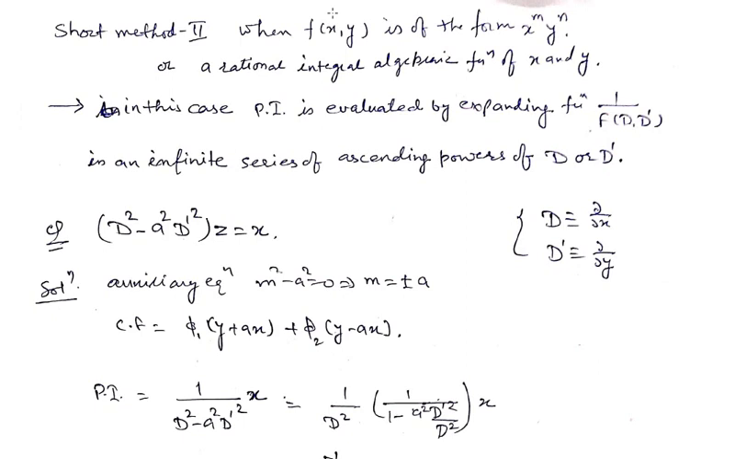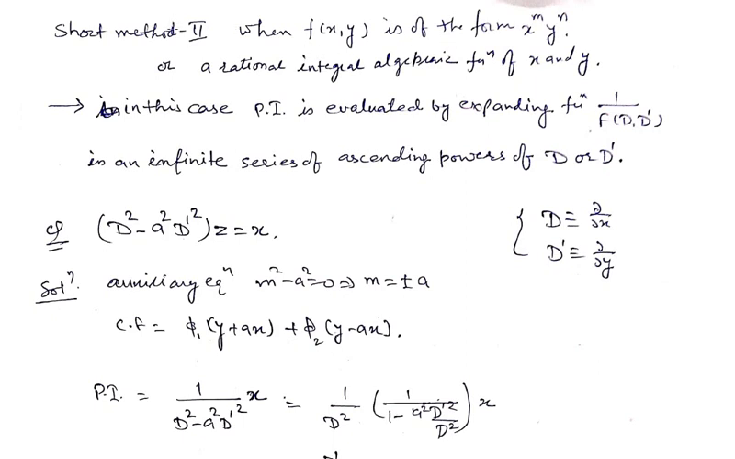Hello students, in today's video we will discuss the method to find the particular integral of a given homogeneous linear partial differential equation with constant coefficients. First we discuss a particular method to find the particular integral, that is a short method. We have already studied the case in which the right hand part, which is a function of x, y, is of a particular type, that is a function of ax plus by.